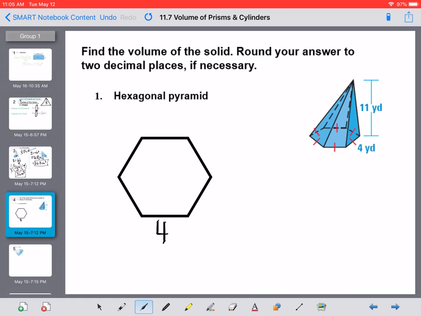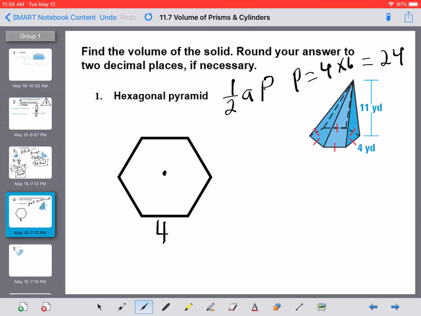Now, to find the area of a regular polygon, we use the equation 1/2 apothem times the perimeter. Now, the perimeter is going to be the length of the sides times the number of sides. So we know there's 4. P equals 4 times 6, which is 24. So we know P is 24. But we still have to find the apothem.